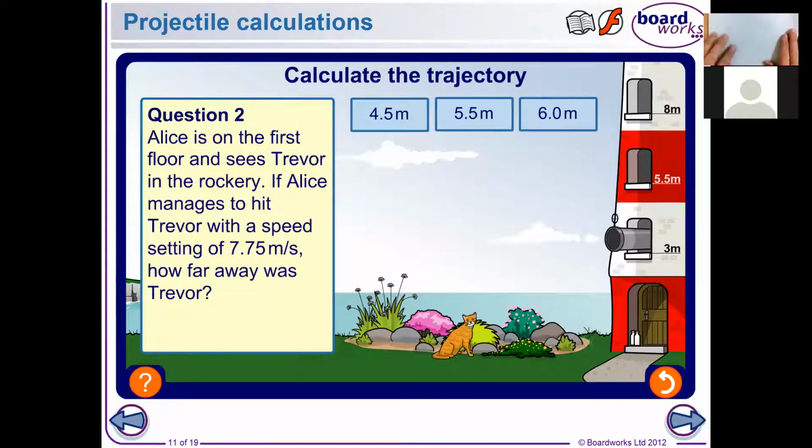So in order to do that, we have to take the vertical and horizontal motion into account.